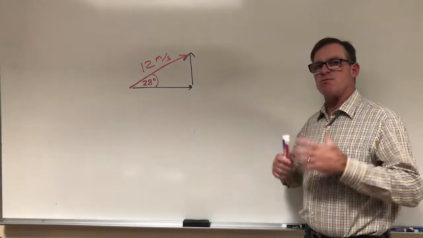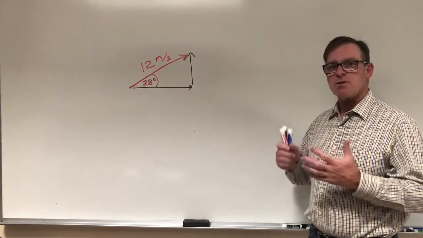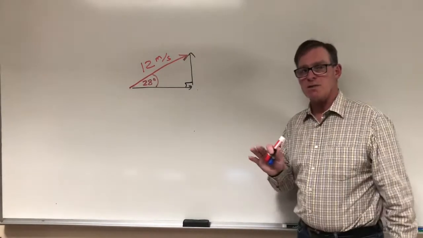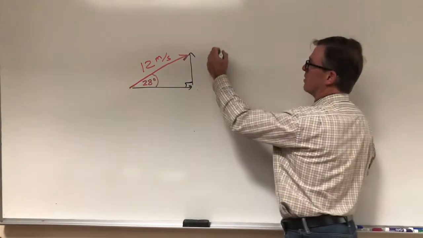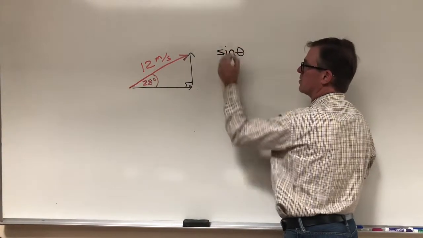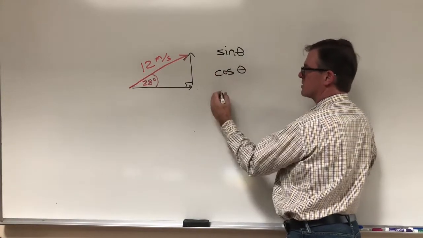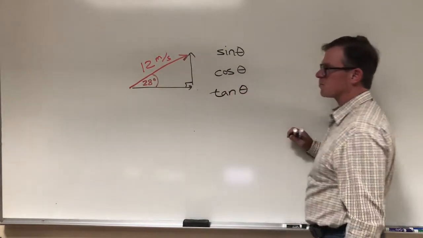There's a set of trigonometric functions of trigonometry that allow us to solve for right triangles if we know one angle and one side. We can find any other side. And some of you may recall, those functions are sine of the angle, cosine of the angle, abbreviated cos, and tangent of the angle, abbreviated tan.